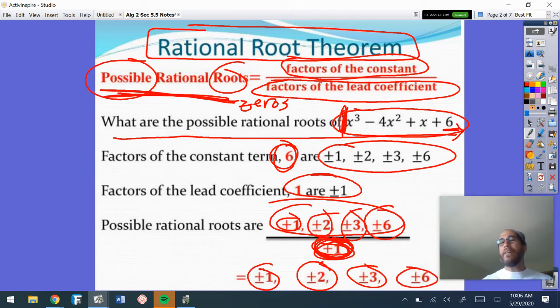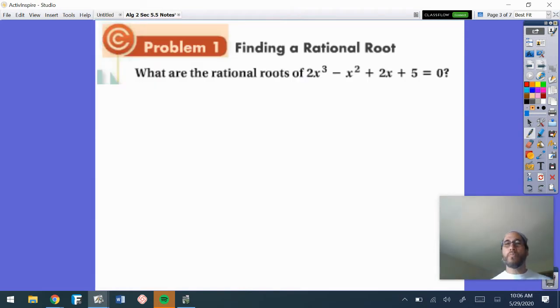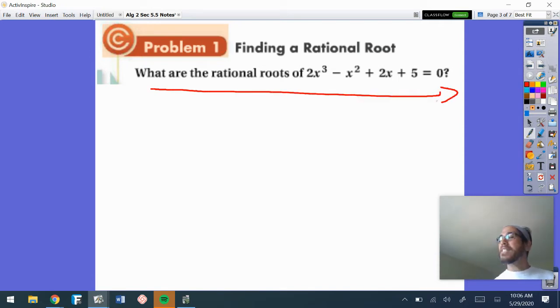Then we take it a step further and find out which of these actually work. It only works if those possible rational roots give us a remainder of zero. We kind of did that when we did our synthetic and our long division. All right, so let's see how this pertains to an actual problem that we would have on a test or quiz. It says, what are the rational roots? It doesn't say the possible ones.